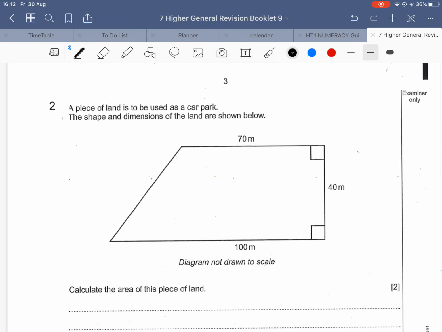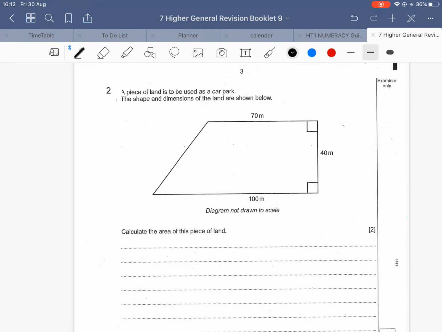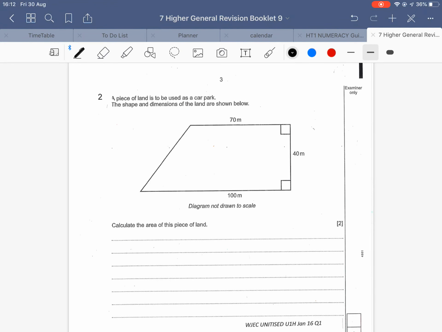Question 2. A piece of land is used as a car park. The dimensions of the land are shown below. So we've got a trapezium. Calculate the area of the piece of land. So the area of a trapezium, this would be at the front of your booklet. This is like the first formula.